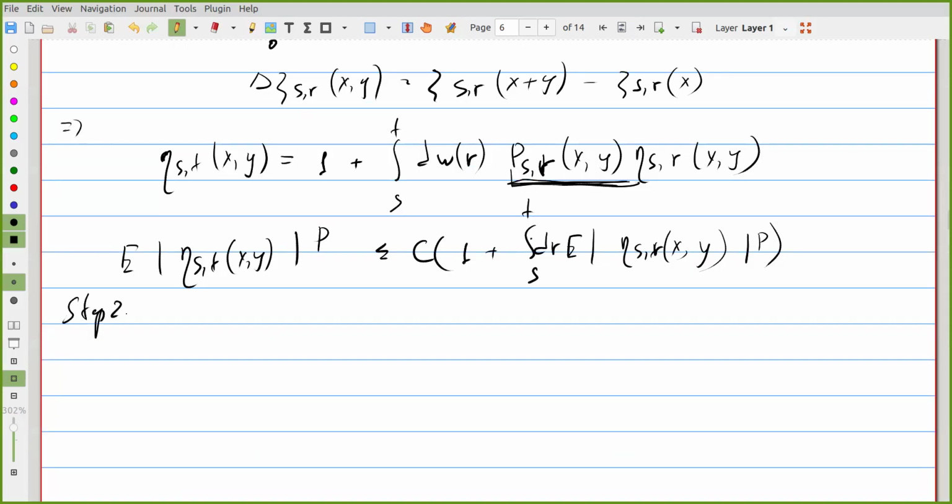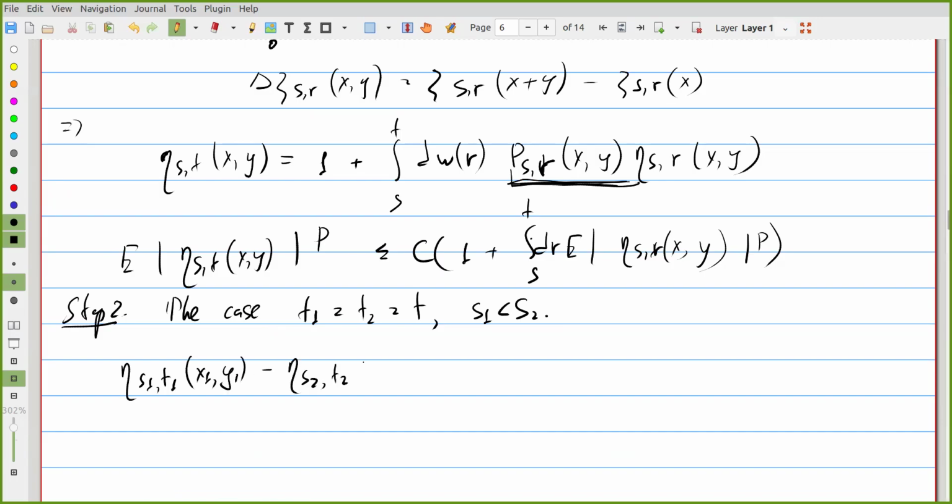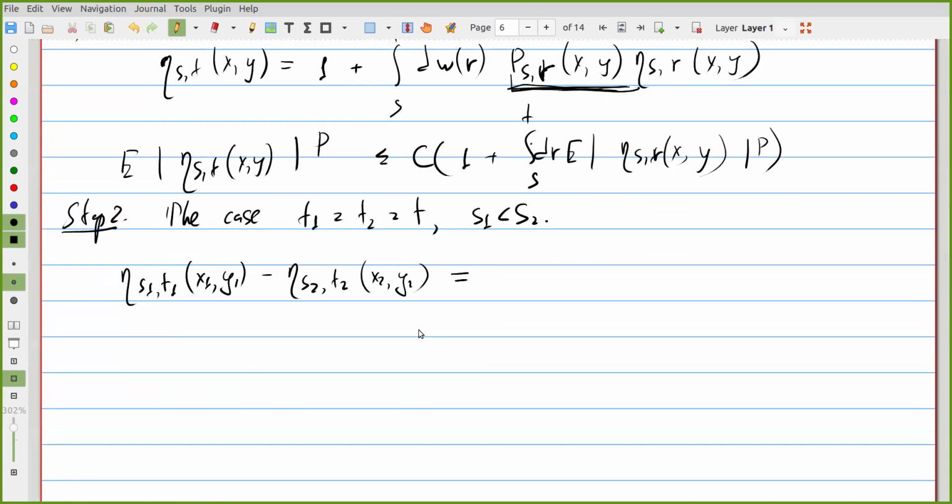Now, step 2. I will consider only the case t_1 equal to t_2 equal to t, and s_1 less than s_2. Then this difference that we need to estimate to prove our main result can be written as the sum again of terms.